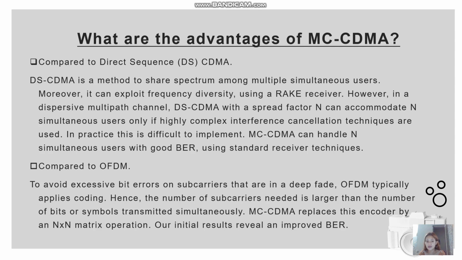Also, compared to OFDM, to avoid excessive bit errors on subcarriers that are in deep fade, OFDM typically applies coding. Hence, the number of subcarriers needed is larger than the number of bits or symbols transmitted simultaneously. MC-CDMA replaces this coder by an N times N matrix operation, where our initial research revealed an improved BER.